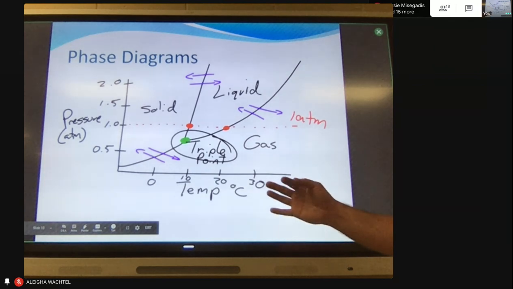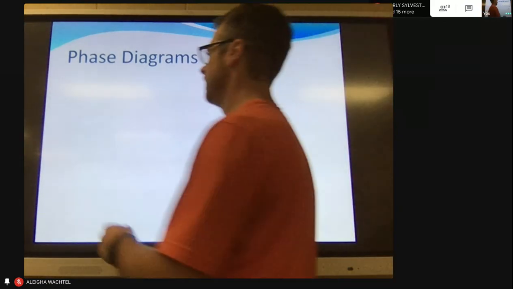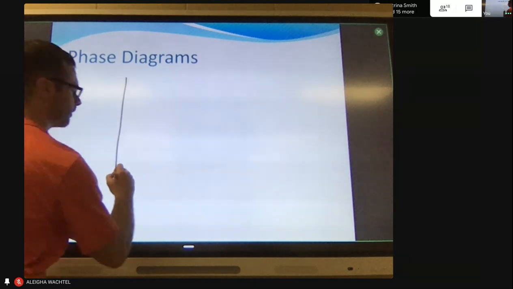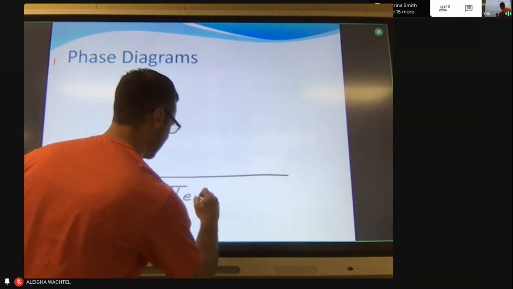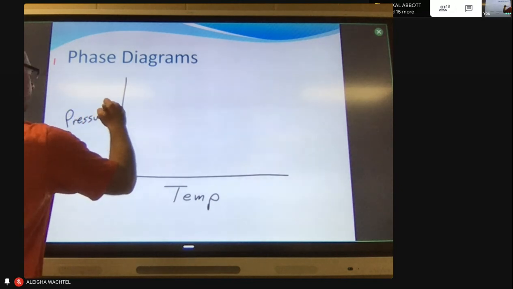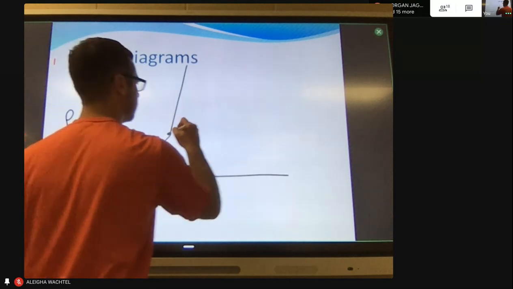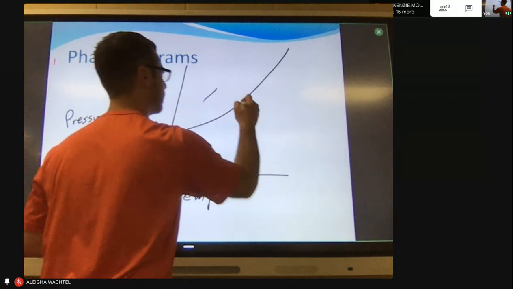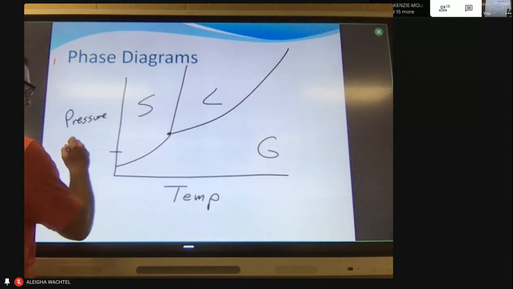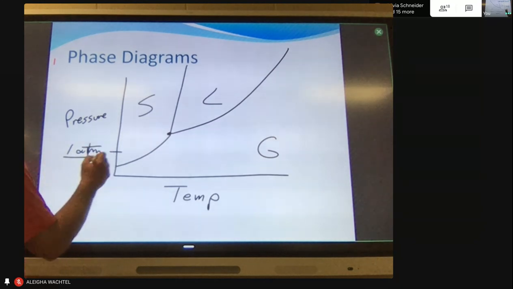4, 3, 2, 1. Okay, so here's why you never see a puddle of carbon dioxide. Real quickly, you don't have to write this down. I just want to show you what I'm talking about. Carbon dioxide: solid, liquid, gas. This is where we live. We live at this pressure, about 1 atmosphere, right here.